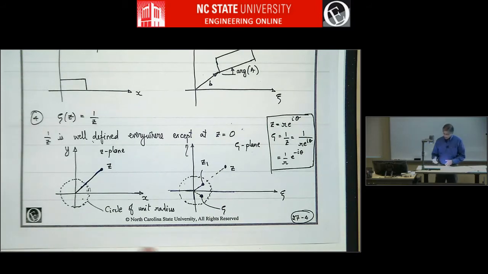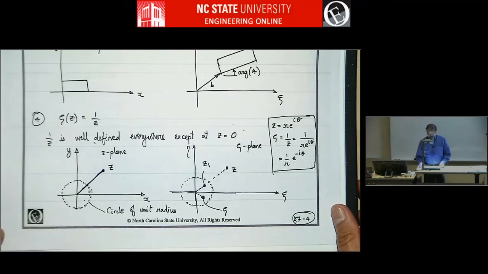So these are some example transformations, and we'll use some of these things in our complex mapping as we go forward.